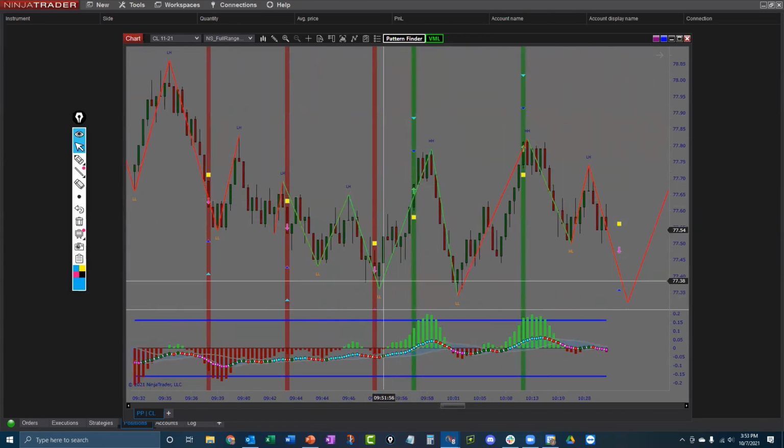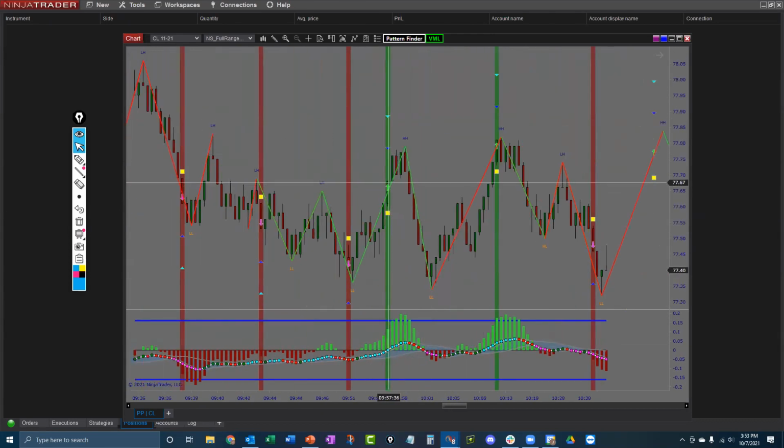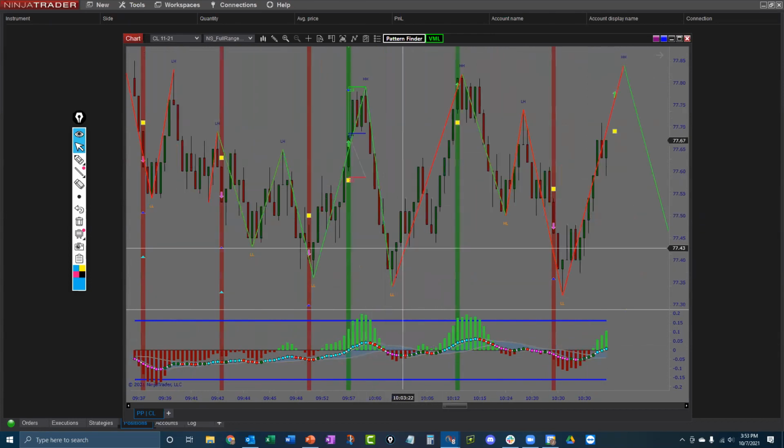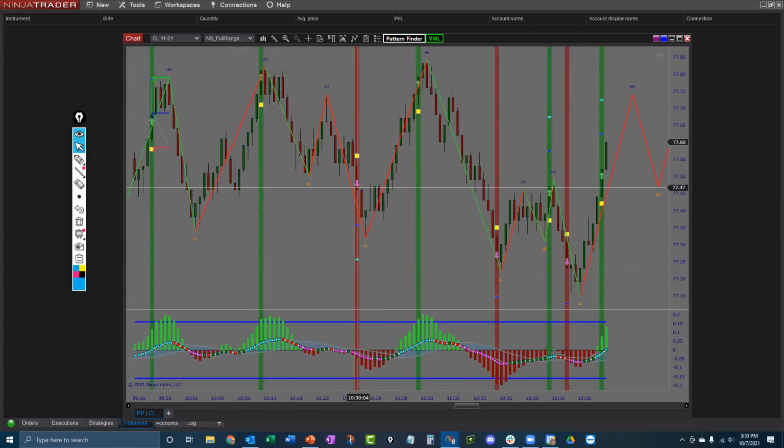You get one here. It's lower low to higher high though. So again, a little bit sketchy. You could take it. You would have gotten 10 ticks out of it, but not much more. There you go. There's another one. I'm not trading that a second time. And I'm not trading at the lows.